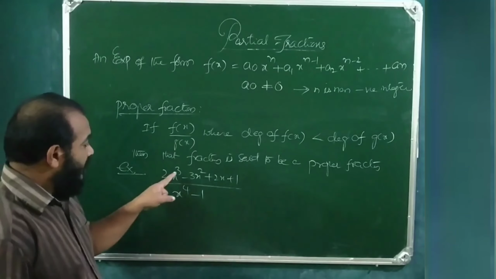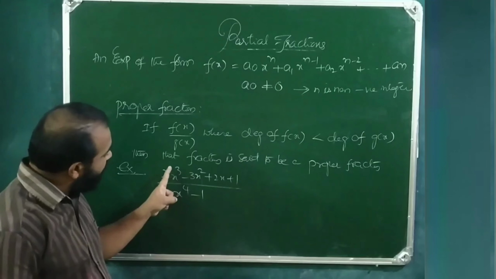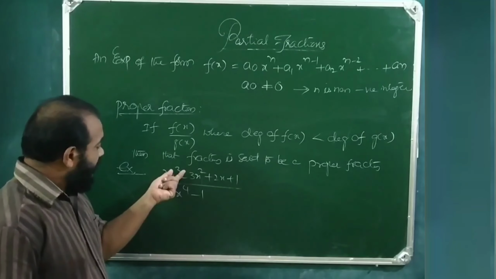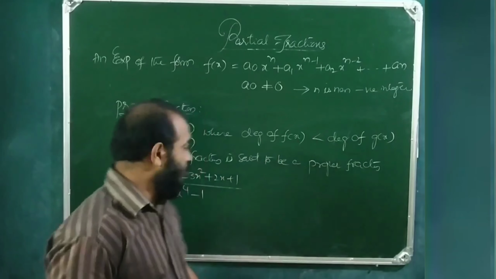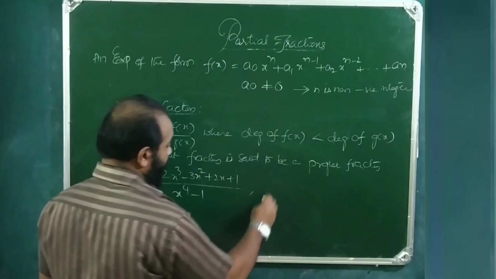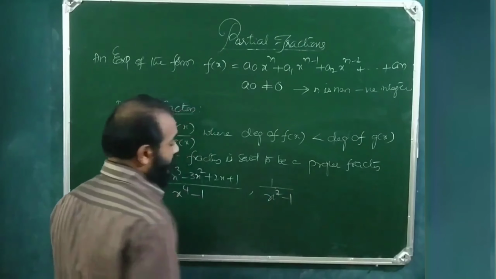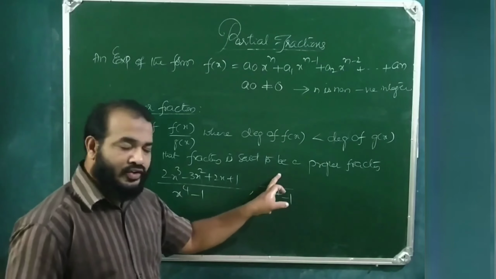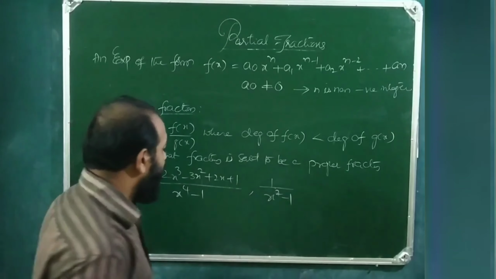So here the highest power of x is 3. So 3 is the degree. Here 4 is the degree. So here 3 is less than 4. So degree of f of x is less than degree of g of x. And 1 by x square minus 1 otherwise. So 1 can be written as x power 0. So 0 in the numerator, 2 in the denominator. So 0 is less than 2.